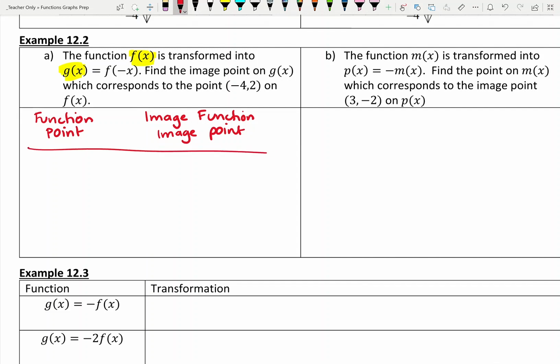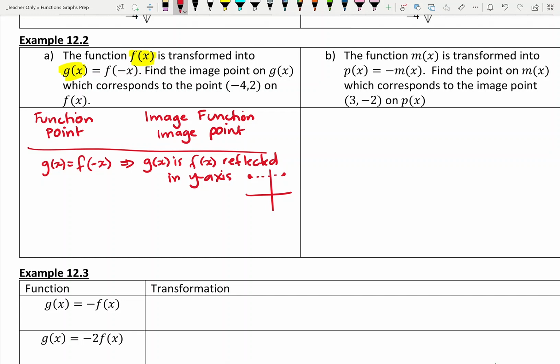So our image function is g of x, and it is made by f of minus x, which tells us that g of x is f of x reflected in the y-axis. So that tells us that any point on the original function gets reflected in the y-axis. So hopefully you'll recognize that our coordinates are going to be x, y for our point and negative x, y for our image.